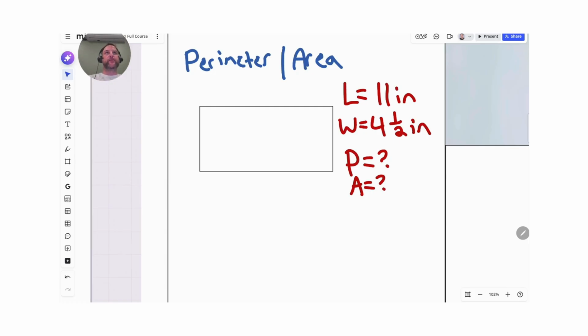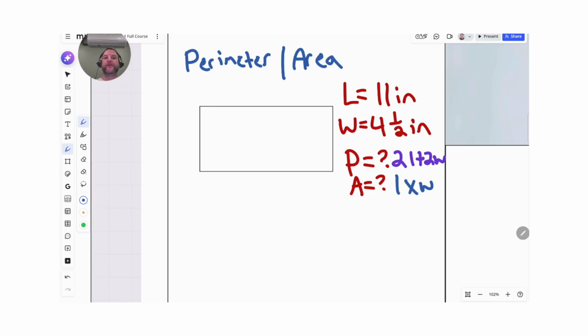All right, so we have formulas that we can use for perimeter and area. For example, perimeter is 2L plus 2W. And area is length times width, L times W. So we have 2 times the length, 2 times the width. And then for our area, we have length times width. Now we'll be giving that in inches squared when we multiply.